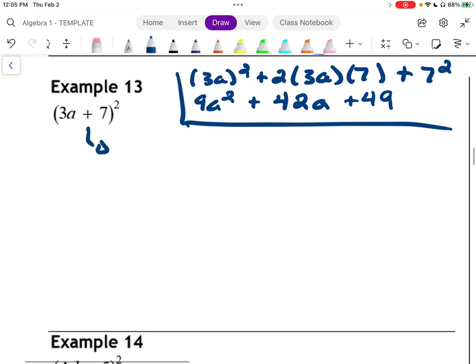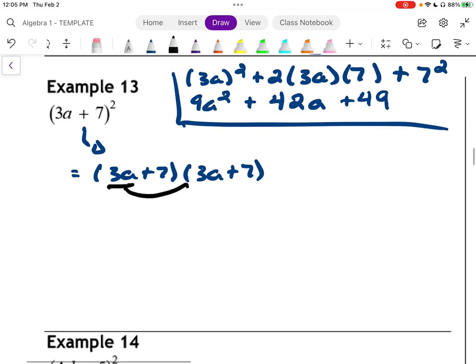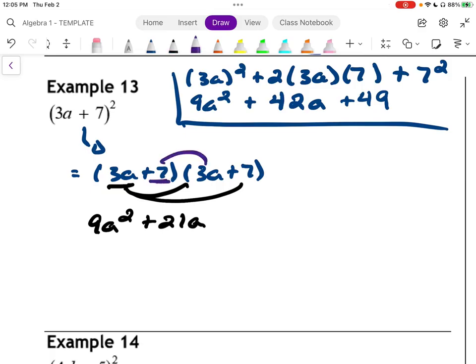You take this and you break it up in two. So we're going to have 3a plus 7, and then another 3a plus 7. Now we distribute like we did in the last section. The 3a goes to 3a: 3 times 3 is 9, and then a squared. 3a times 7 is 21a. Then I look at my second piece, the 7. This is going to be 21a, and 49.